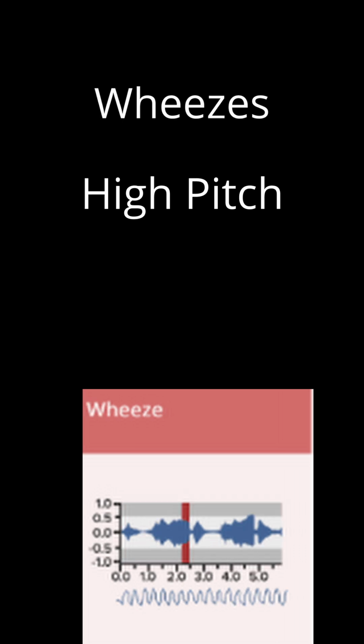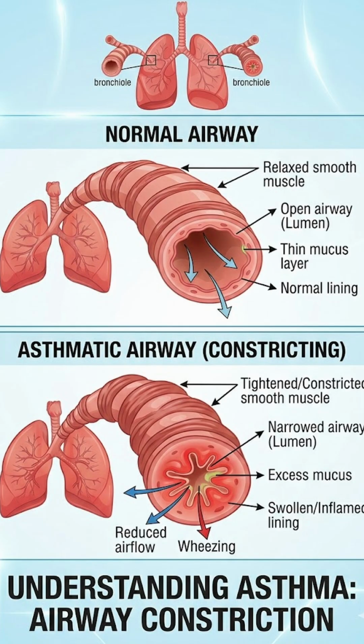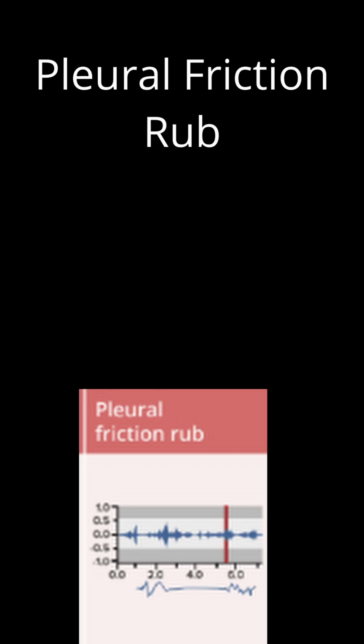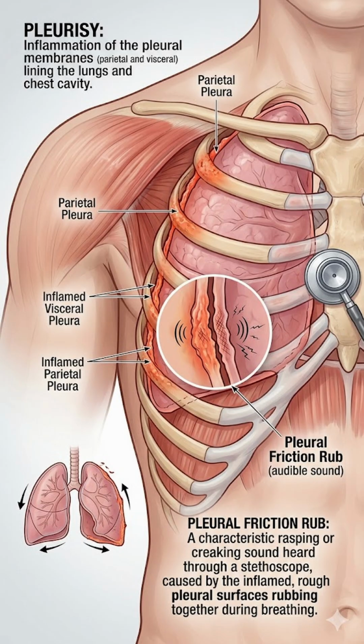Wheezes are high-pitched, musical, or whistling squeaks, usually heard when the patient exhales. This is a small airway problem. The bronchioles are narrowed or constricted from asthma or swelling. A pleural friction rub sounds like a superficial, dry, grating, or rubbing sound during both inhalation and exhalation. It means the pleurae are inflamed, a condition called pleurisy, and it hurts the patient badly.